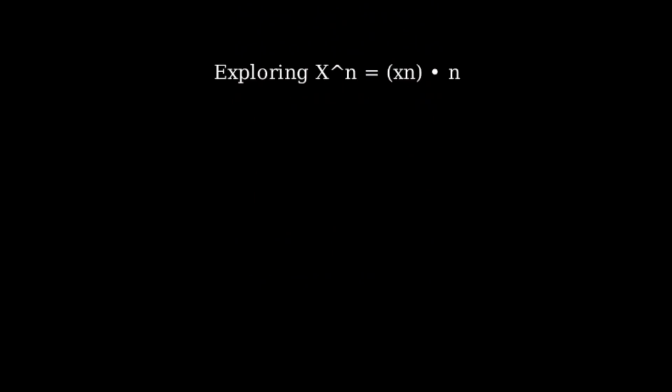Find out for what values of x and n this equation holds true. First, let's write out our equation. We have x to the power of n equals x times n, all multiplied by n. Now, let's simplify the right side of the equation. The parentheses aren't necessary, so we can rewrite it as xn times n. Let's simplify further. Multiplying n by n gives us n squared. So our equation becomes x to the n equals x times n squared.